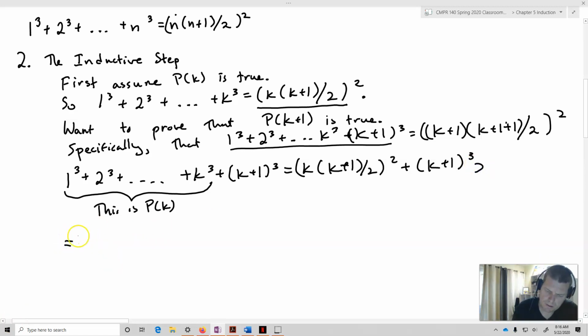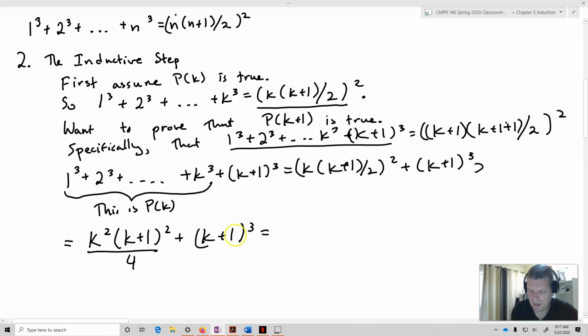This is going to then equal k² times (k+1)² divided by 4, plus (k+1)³. Now, a trick that I've learned by doing a lot of induction proofs is to notice that we have a common factor. That is a (k+1)² that I can take out of both. So I'm going to pull out the (k+1)², times k²/4, plus we're left with a k+1.